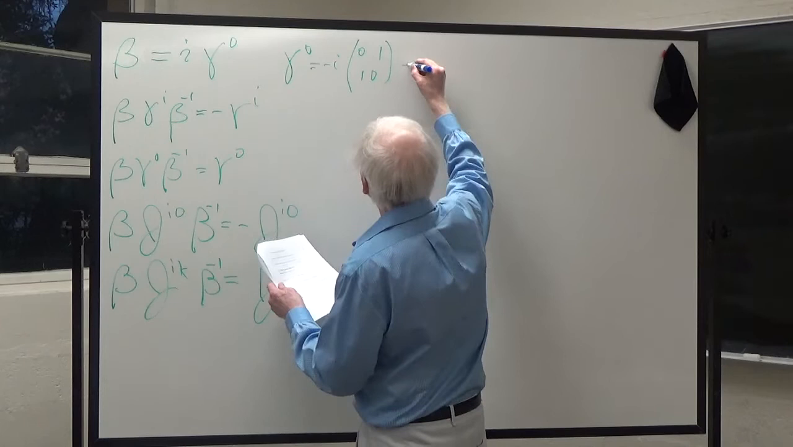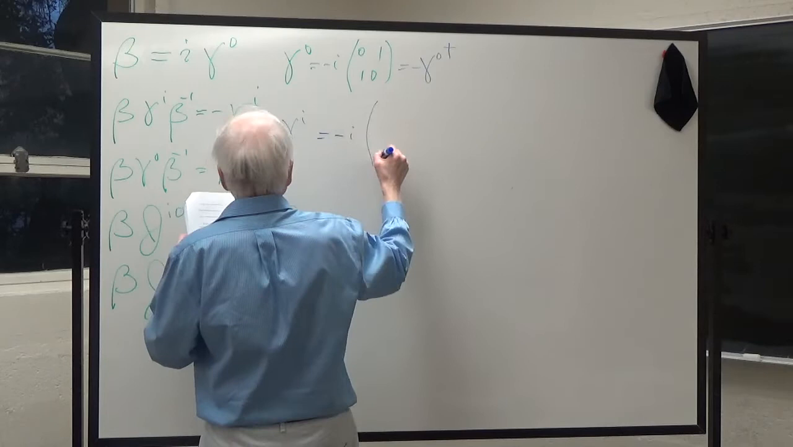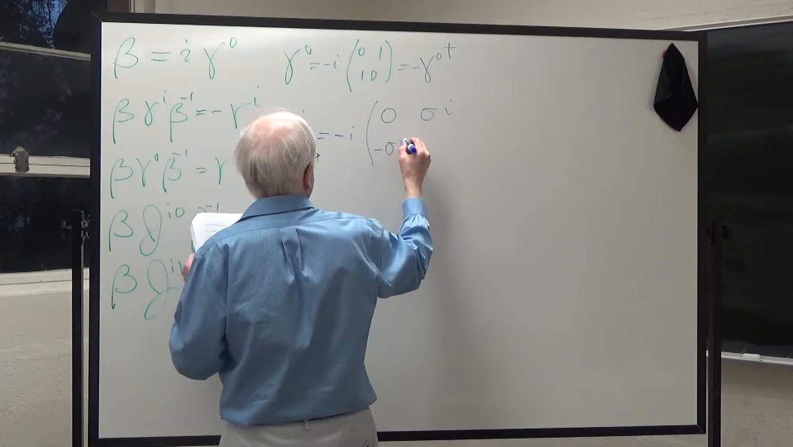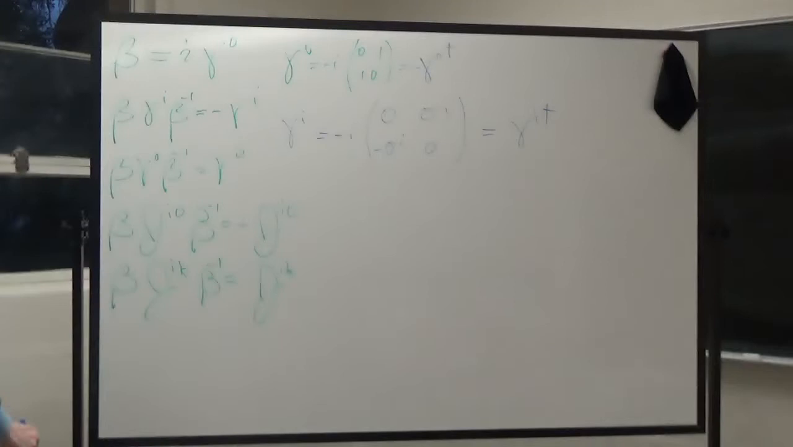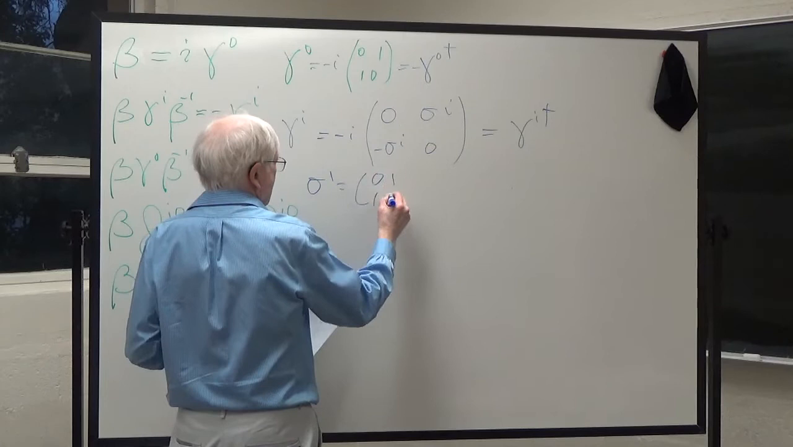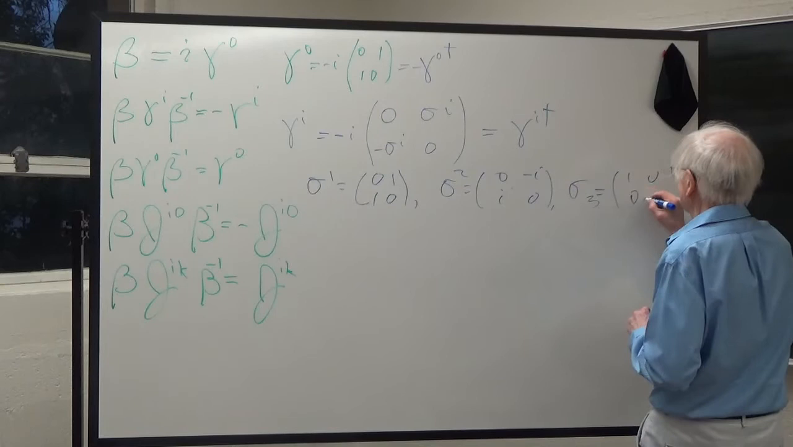And notice that this is anti-Hermitian. And we're going to say gamma i is minus i times the matrix 0, sigma i, minus sigma i, 0, where the sigma i's are the Pauli matrices, and so the gamma i's are going to be Hermitian. Sigma 1 is 0, 1, 1, 0. Sigma 2 is 0, minus i, i, 0, and sigma 3 is 1, 0, 0, minus 1.